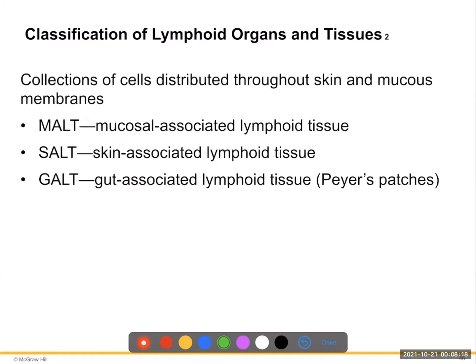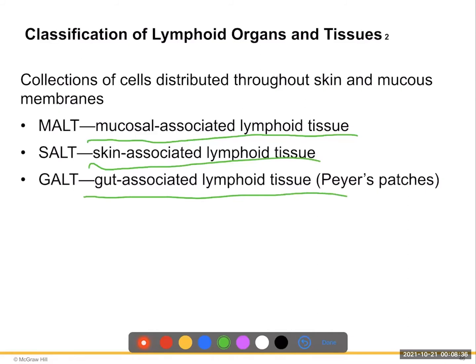Then there are collections of cells distributed through the skin and mucous membrane. We have different groupings of these lymphoid tissues. We have the MALT system, which is mucosal associated lymphoid tissue, around the breasts. We have the SALT, which is skin associated lymphoid tissue. And we have the GALT, which is gut associated lymphoid tissue. Again, where are pathogens going to attack? They're going to come in through the skin, so we have lymphatic tissue there. And they come in when we eat bacteria. Those are gut associated lymphoid tissues, which help filter out the stuff coming in through our digestive system.